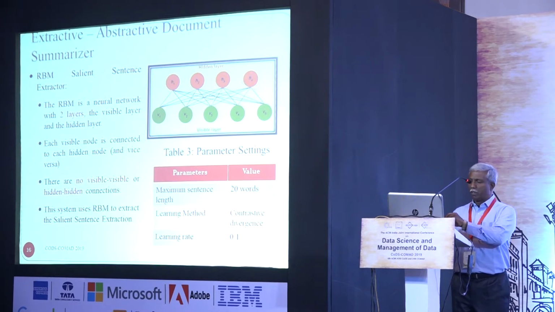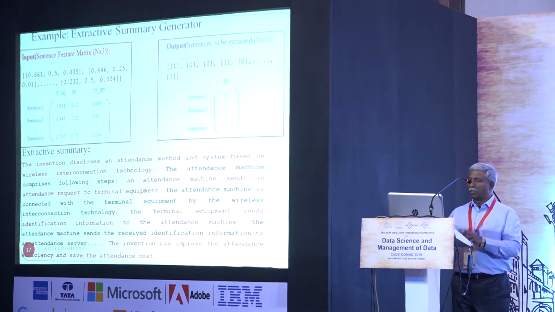We have not done anything innovative here, but we have just used the existing model. Based on this, we were able to identify whether to consider a particular sentence or not. This gives you an idea of how the feature matrix is correlated with the sentence, and how you get the extractive summary of the overall patent document that we have provided.